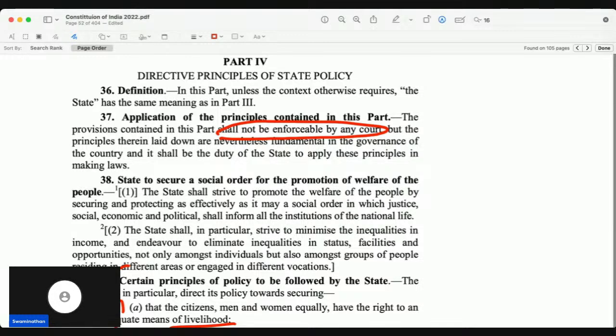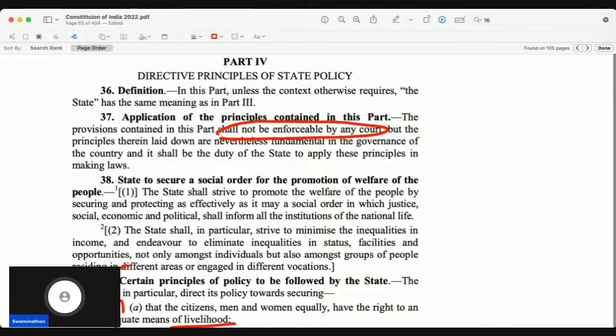Unlike fundamental rights, if fundamental rights are not fulfilled, you can go to the court and demand their enforcement. But if DPSPs are not fulfilled, because it depends upon the socio-economic capacity of the state, whether they are able to implement them or not. If they want, they can enact and give effect. Most of these DPSPs have been given effect, we will talk about it. But even if one of the DPSPs is not getting implemented, no person can go to court and ask for its implementation.